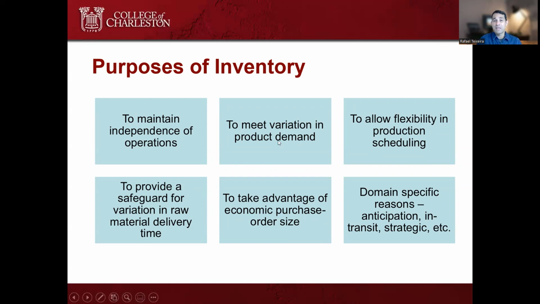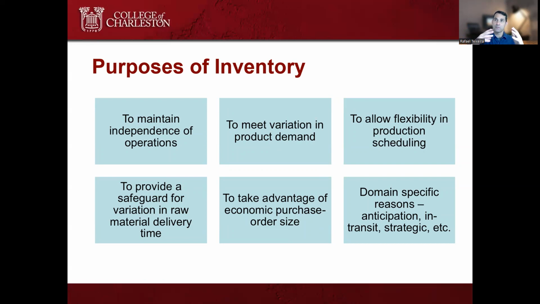Another purpose is to meet variation in product demand. Remember, I told you sometimes we have some demand, sometimes there's a peak in demand. Sometimes people start buying our product, and we want to be able to meet this variation and match this peak in demand. We want to have enough products for sale. So if we have inventory, then people can come buy and we have available parts for sales. Another purpose is to allow flexibility in production scheduling.